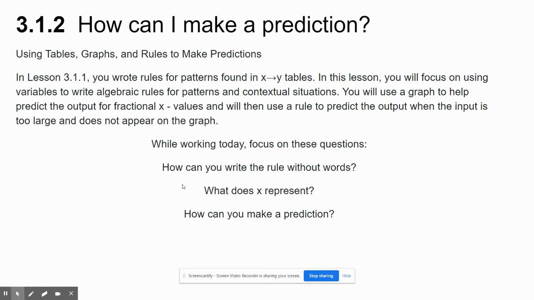While working today, focus on these questions. How can you write the rule without words, and what does it represent?